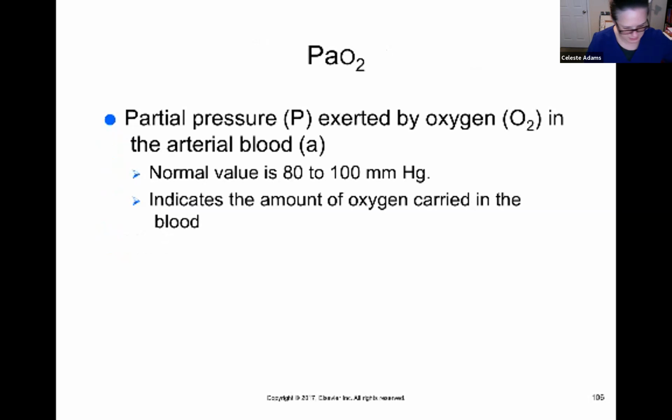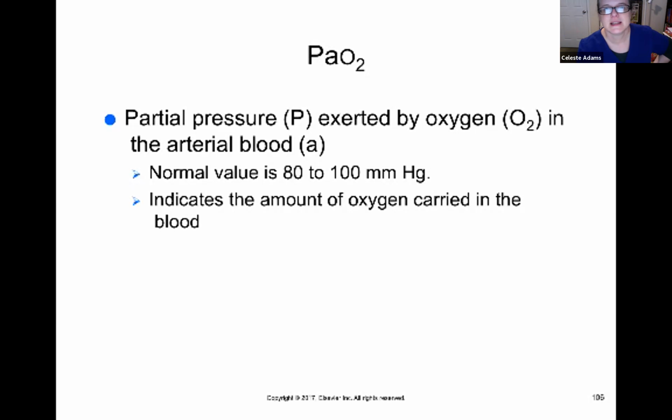Okay, so PaO2 is the partial pressure exerted by oxygen in the arterial blood. So it's the pressure that oxygen brings to the table. Normal value is 80 to 100. Now that is PaO2. That is not your oxygen saturation. That is something completely different.